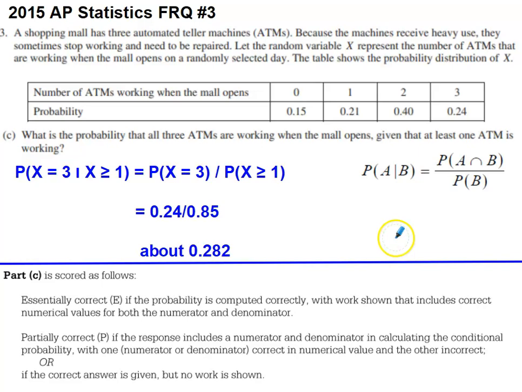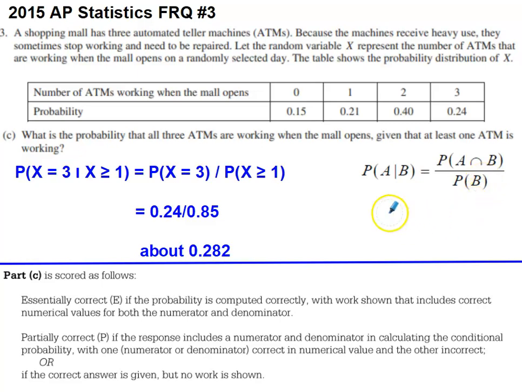So this is a conditional probability calculation. This right here is copy and pasted from the formula page. The probability of A, given that B has already occurred, is going to be the probability of A and B occurring simultaneously divided by the probability of event B.